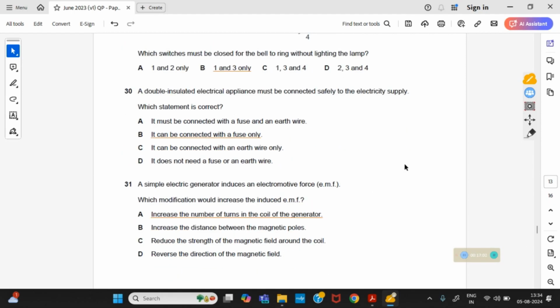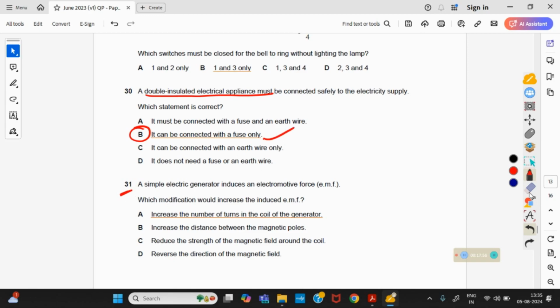A double insulated electrical appliance must be connected safely to the electricity supply. Which statement is correct? So option B is right here because the double insulated electrical appliance can be connected with a fuse only. Option B is right.